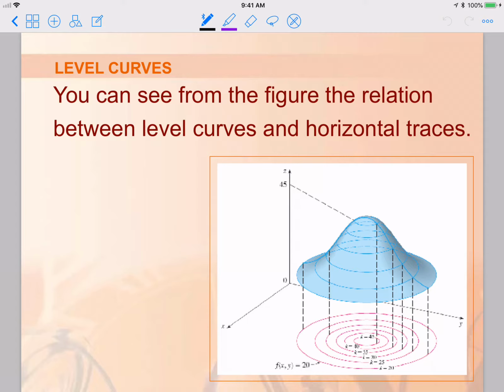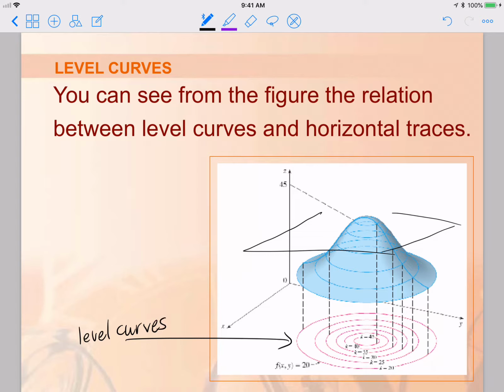So you can see here from the figure the relation between level curves and horizontal traces. Remember, horizontal traces: you take your surface or your graph and you dissect it, or look at the cross section, imagine taking a horizontal slice, right? So now think about that intersection. In this case, it looks like it's just going to be a bunch of circles, right? But now take all those circles and project them onto the xy plane. So these are your level curves.